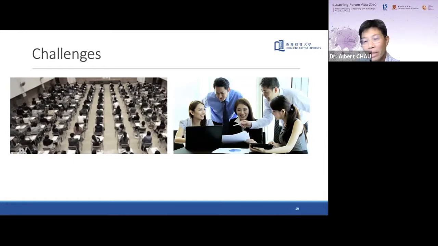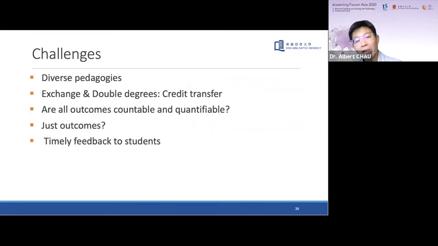Now, next slide, please. Other than these philosophical issues, we also have changes that are going on all the time. We are talking about diverse pedagogies, experiential learning, internship, so on and so forth. So our assessment methods should be in keeping with all these developments in our pedagogies.